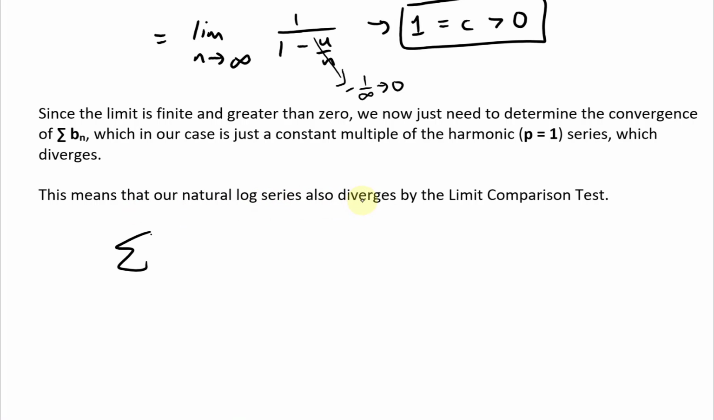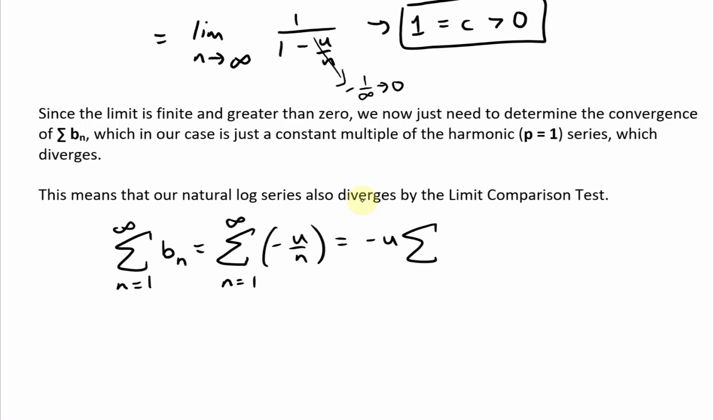Also note that the infinite series for b_n, the sum from n equals 1 to infinity of b_n, equals the sum from n equals 1 to infinity of negative u over n. Now we can take out the negative u, which is just a constant and is not affected by the n variable. So this becomes the sum of 1 over n, and we already know that diverges.